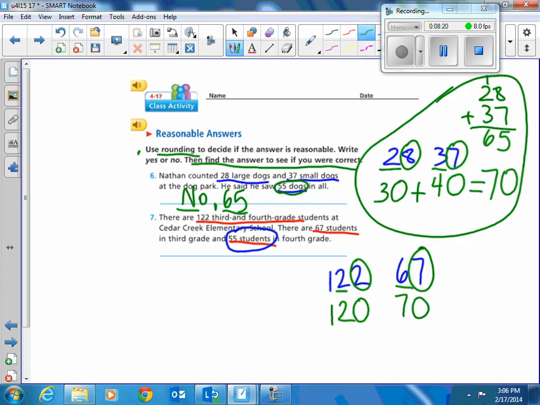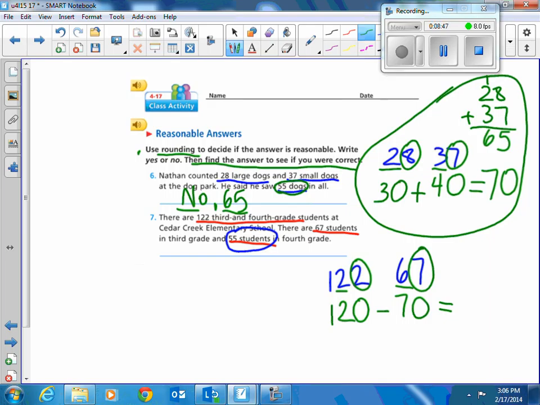Well, that's a subtraction problem. We know in total, there are 122 third and fourth grade students, and we know that 67 of them were third grade students, so that means we're going to have to subtract to find out how many fourth grade students. So we're going to round, and then we're going to subtract to see if it is reasonable. So notice I put my subtraction sign in the middle: 120 minus 70.